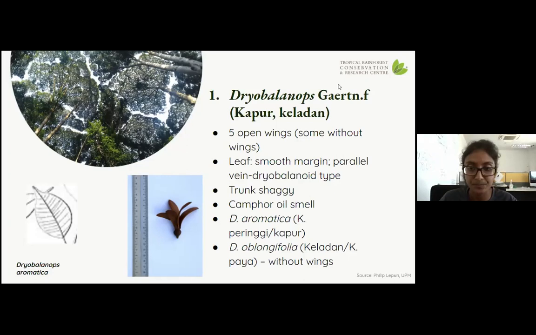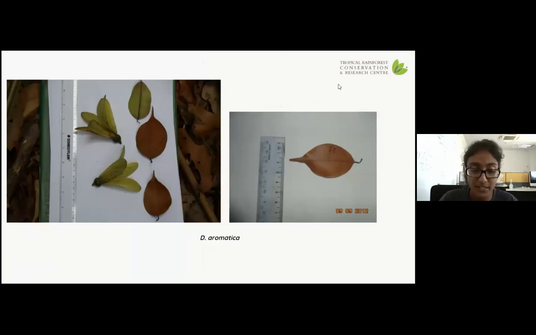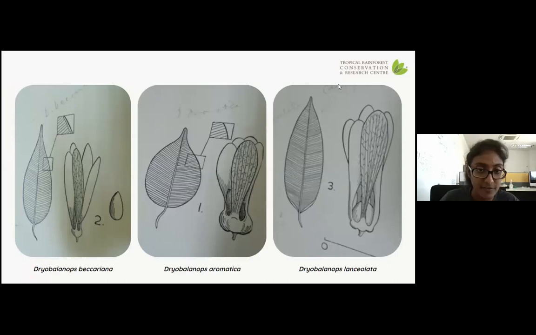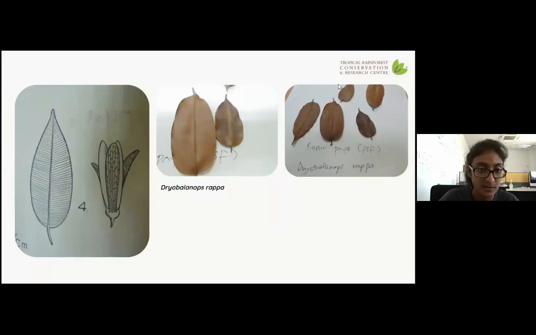Okay, more examples of Dryobalanops aromatica. You can see the open wings. Okay, you can see the parallel veins in these 3 different species. And the wings, of course. Okay, and this is more parallel veins with 5 wings.